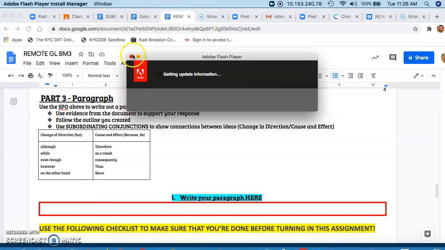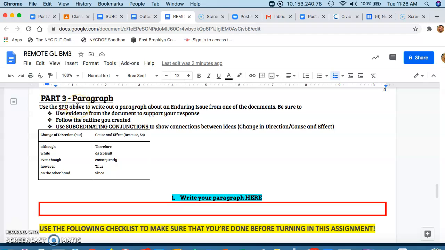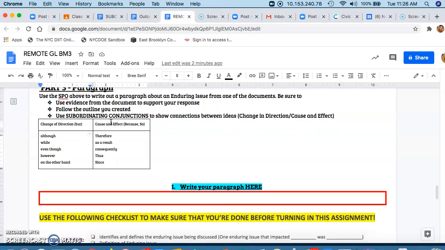You're going to use evidence. Sorry about that. You're going to use evidence from the document, follow the outline you created, and make sure that you're using subordinating conjunctions, okay? So instead of saying but, you might write although, right? Instead of saying because or so, you might use a term like therefore or consequently. Right? We practiced doing this in lesson 3.2.